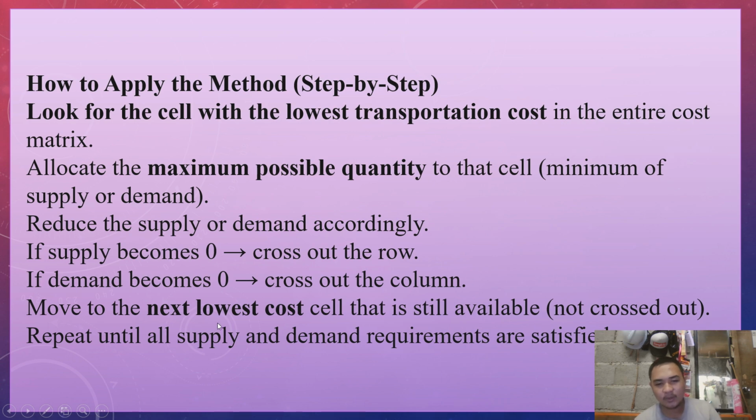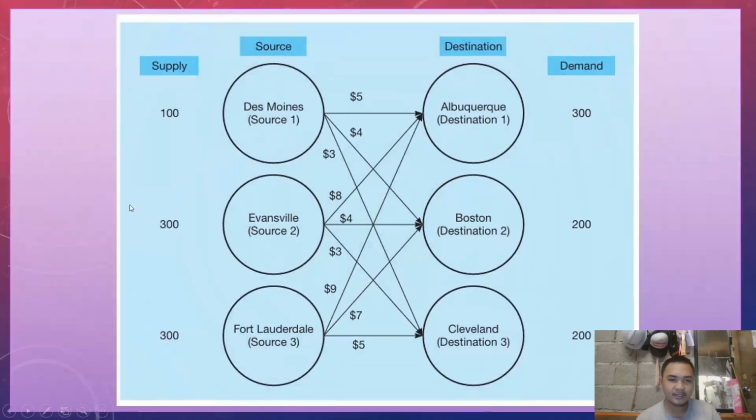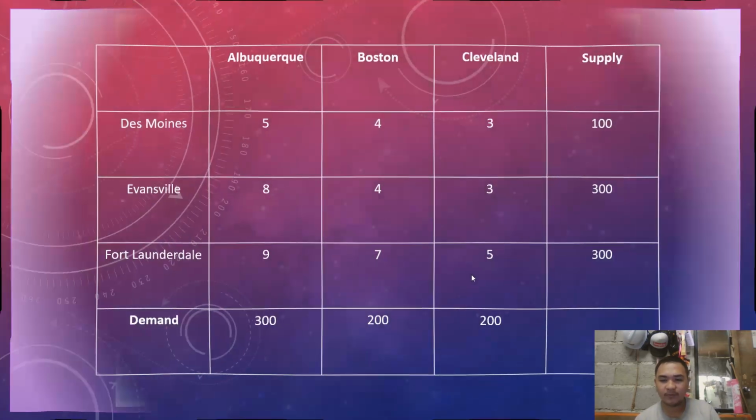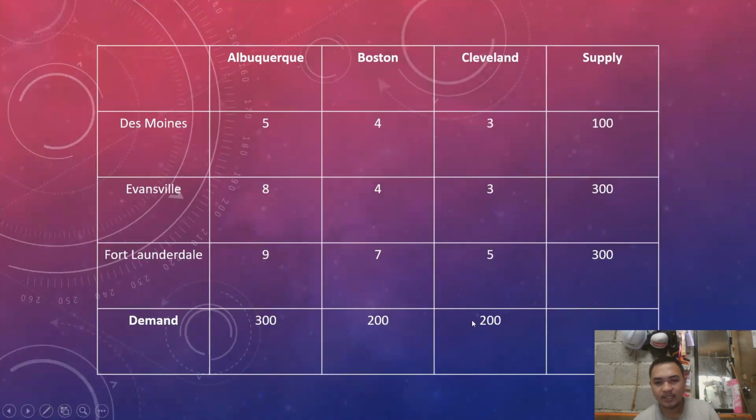Move to the next lowest cost that is still available, or not crossed out, and repeat until all supply and demand requirements are satisfied. So to explain further, we need to look at the example I've given a while back. So using this, we'll solve for the least cost method. The same way, we'll look at the 3 by 3 matrix.